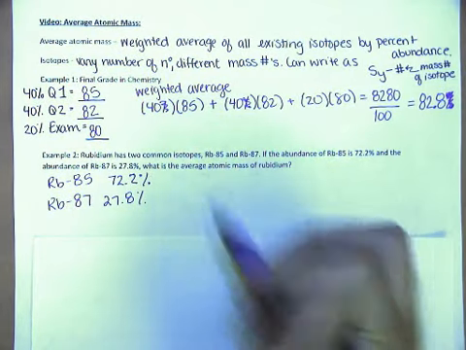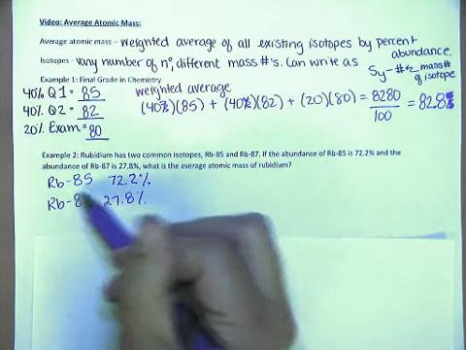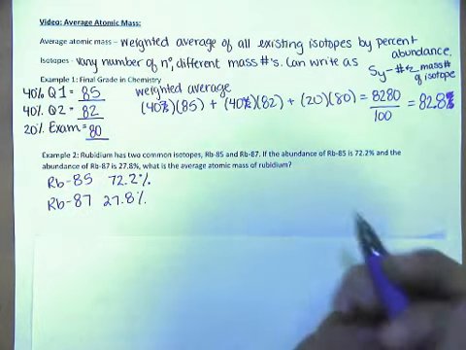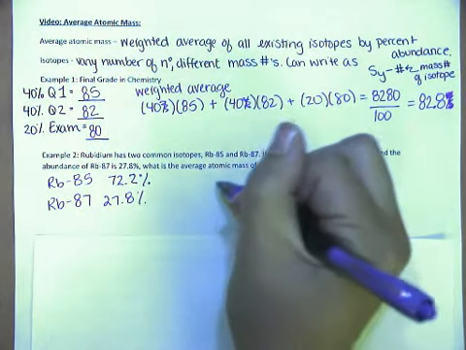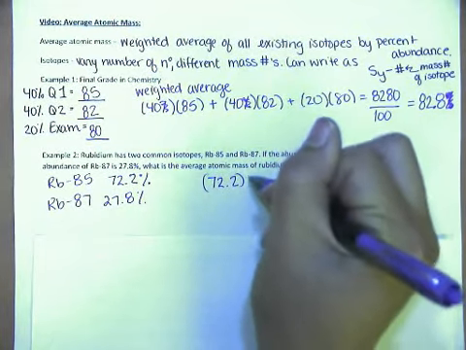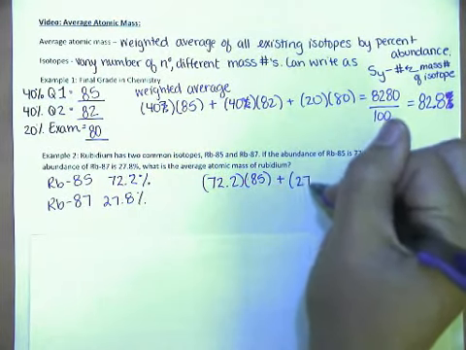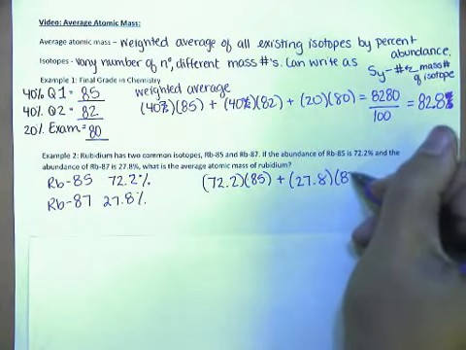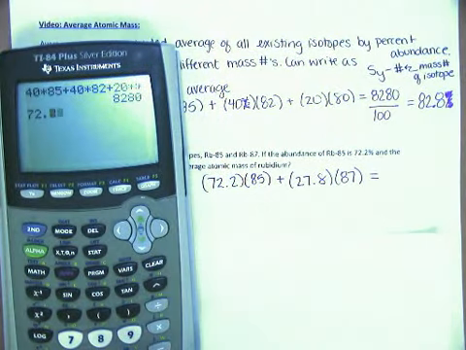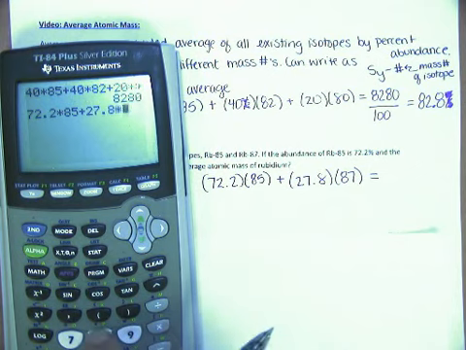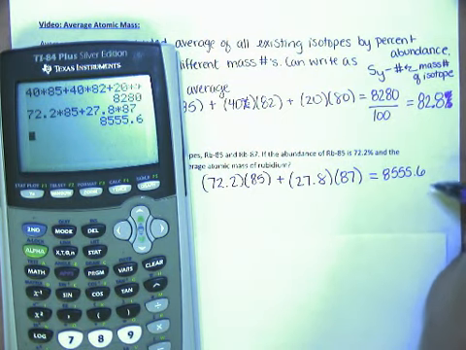I want to know my average atomic mass, so I need a weighted average of my two. That means if I have a sample, 72.2% of my sample is rubidium-85, and 27.8% is rubidium-87. So I want to figure out what's the average, and take into account that most of it is rubidium-85. I take my 72.2% of my mass of rubidium-85 plus my percent abundance of my rubidium-87, and I get 72.2 times 85 plus 27.8 times 87. I get 8,555.6. Well, I know that can't possibly be it.